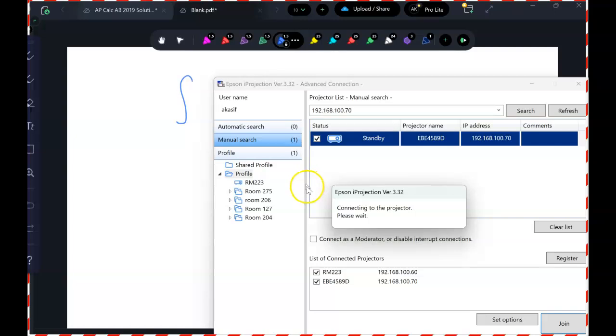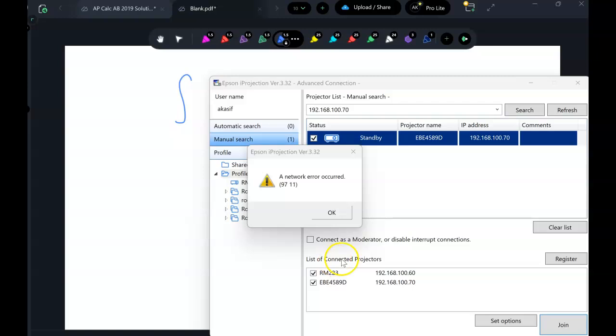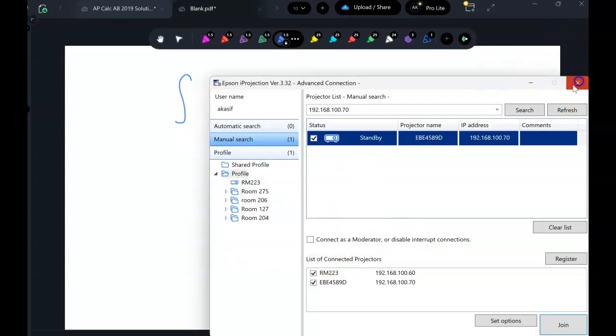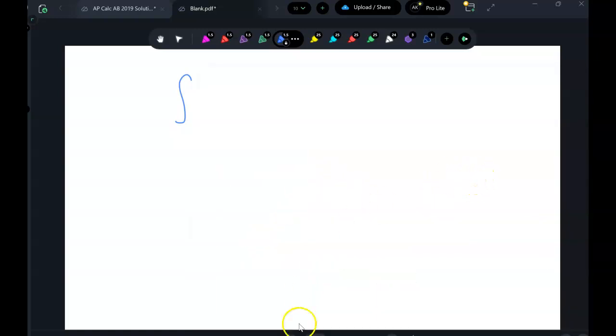Trying to find my photos from your dad. And network error. Oh my gosh, why is this so difficult? Hold on. I'm holding on.